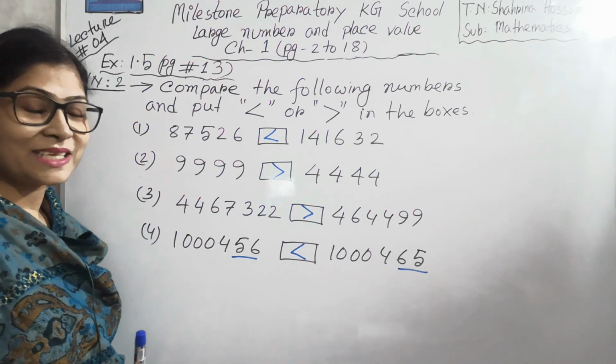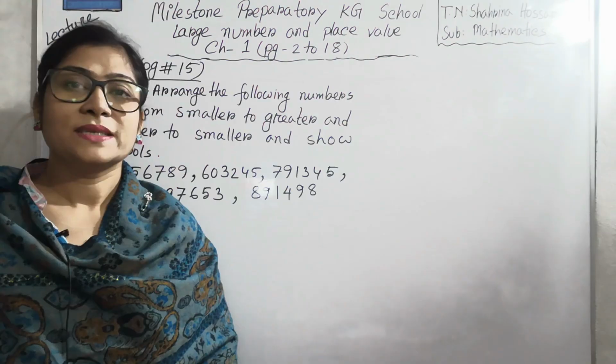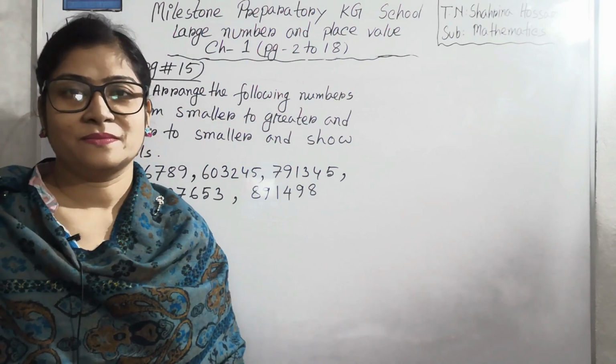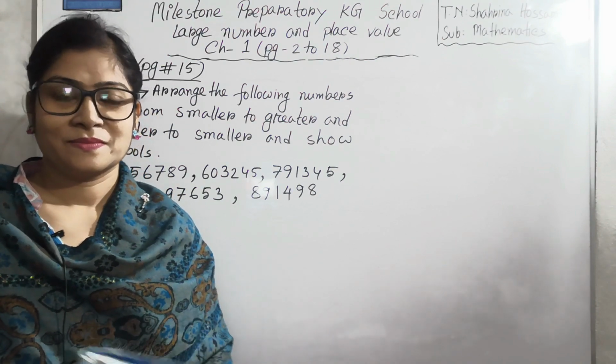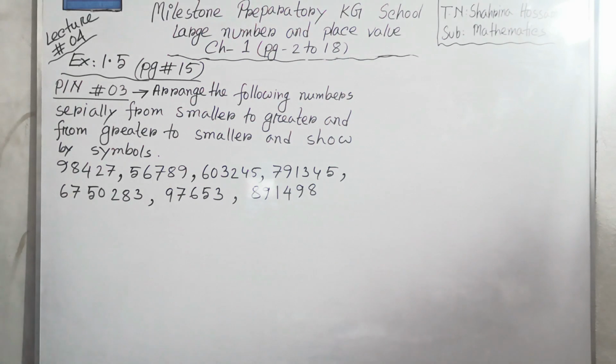Now let's come to the next lesson. Now go to page number 15. In this page we will do another lesson. Arrange the following numbers serially from smaller to greater and from greater to smaller and show the symbols. I hope this is the most interesting part of today's lesson. In this math, we will arrange and organize the given numbers from smaller to greater and greater to smaller.